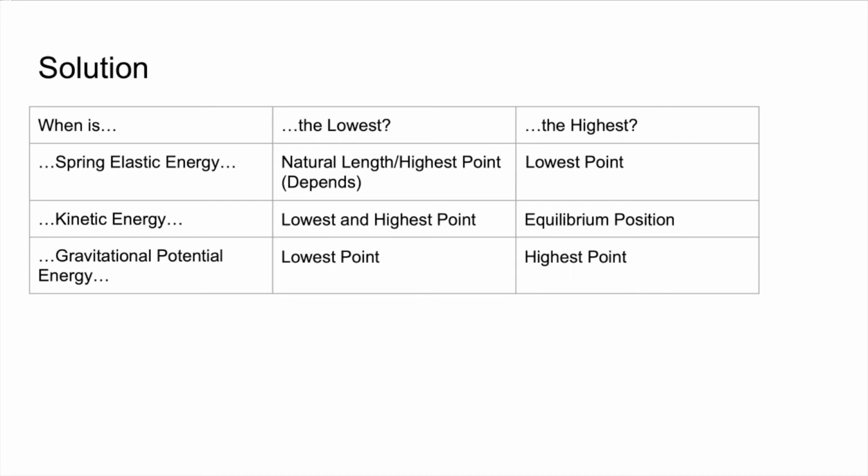It depends. The highest spring elastic energy occurs at the lowest point because that is when the displacement from the natural length is the highest. Kinetic energy is the lowest at the lowest and highest points because at those points, the velocity is 0. It is highest at the equilibrium position because before equilibrium position, the speed is increasing, and after equilibrium position, it's decreasing. The gravitational potential energy is the lowest at the lowest point because that's when it's the closest to the surface of Earth, and it's the highest at its highest point.